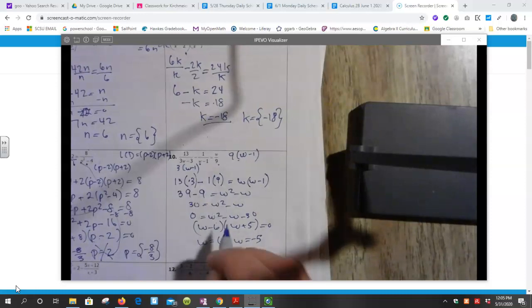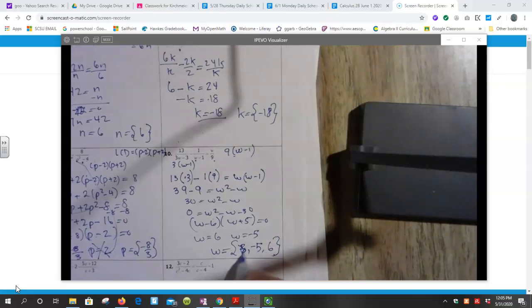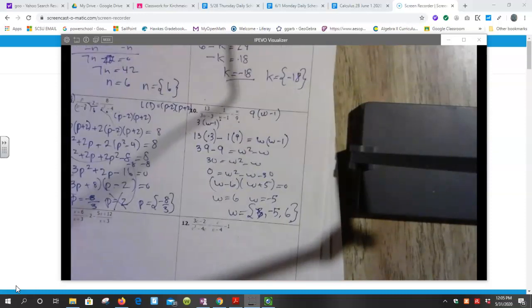Doesn't cause a problem in any of the denominators. So I should write that out the other way. It should be negative 5 comma 6, putting in ascending order. Those are 2 values of w.